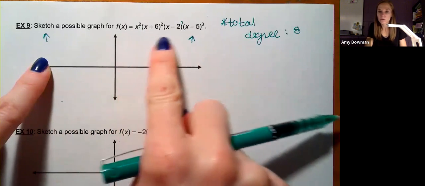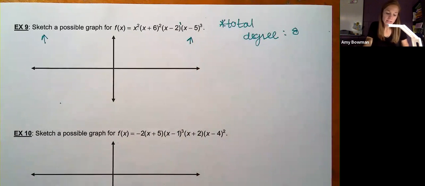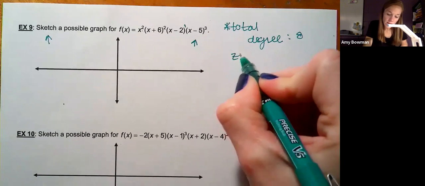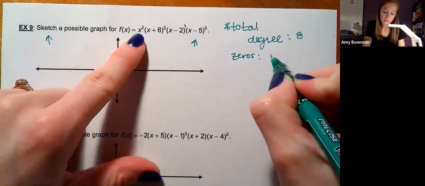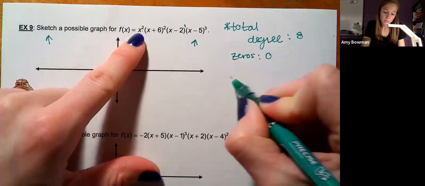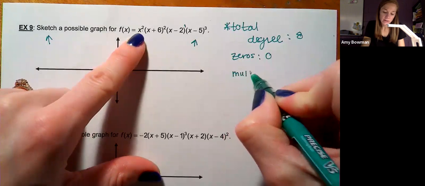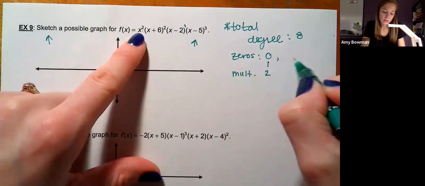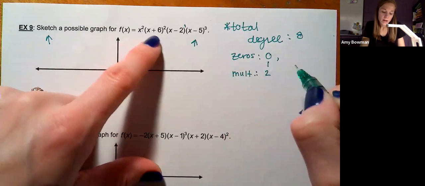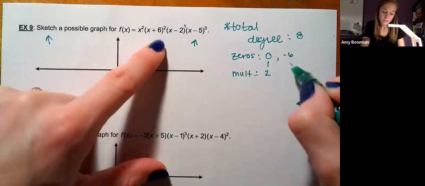I'm going to use each of these zeros. So if we list out our zeros, we've got a 0 at 0. That's what that x squared is going to give us. And that's multiplicity 2. So I'll put the multiplicities down here as well. Multiplicity 2. -6, multiplicity 2.